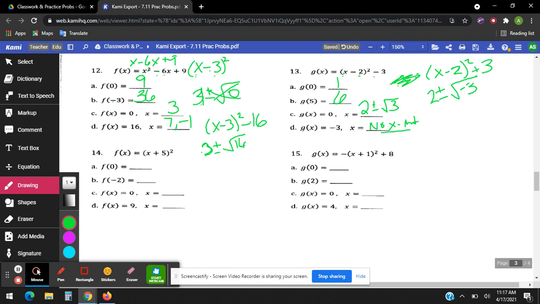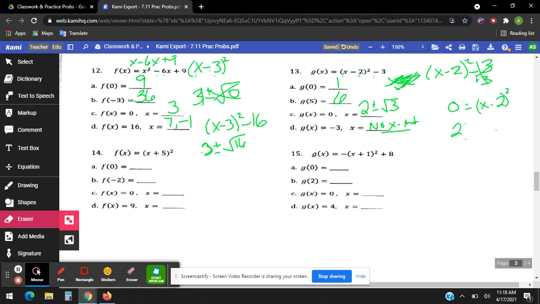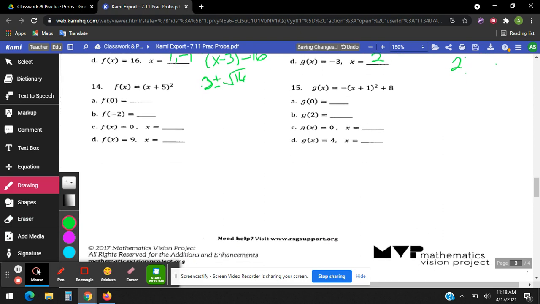Let's see. Oh, what am I doing? I had a negative 3. Like, that doesn't seem right. Minus 3, negative 3. If I add 3, these cancel. 0 equals x minus 2 squared, which means, there we go, h plus or minus the square root of 0. So it should cross because we just had a 0. It equals 2. All right, next one.